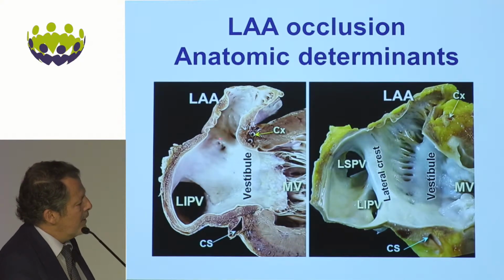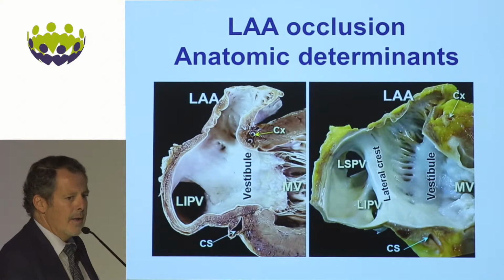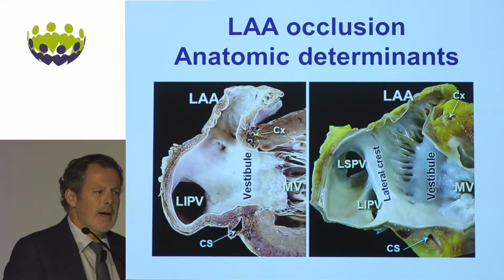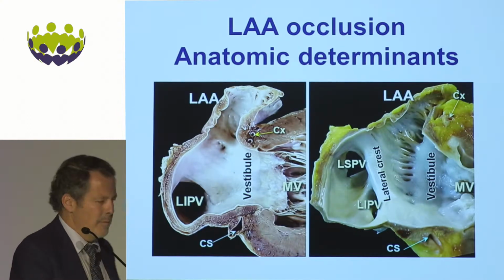Please note the left inferior, the left atrial appendage, and the close proximity of the circumflex artery to the orifice. And here on this human postmortem heart, you can see the left superior, the windsock aspect of the orifice of the left atrial appendage, and the presence of this lateral crest in the left atrium, between the left superior pulmonary vein and the orifice of the left atrial appendage. Therefore, the presence of this lateral crest is one important anatomic determinant.